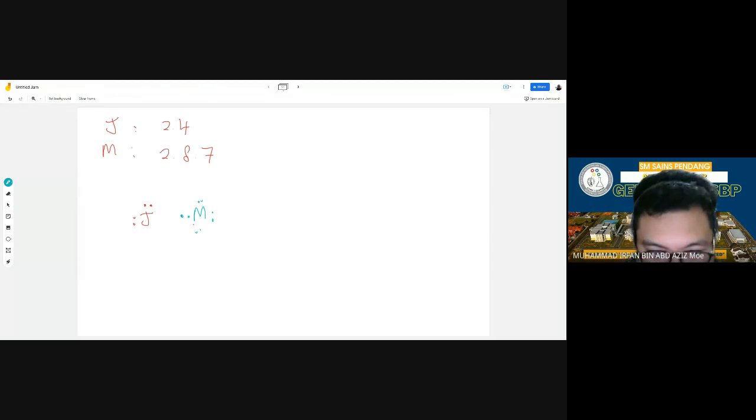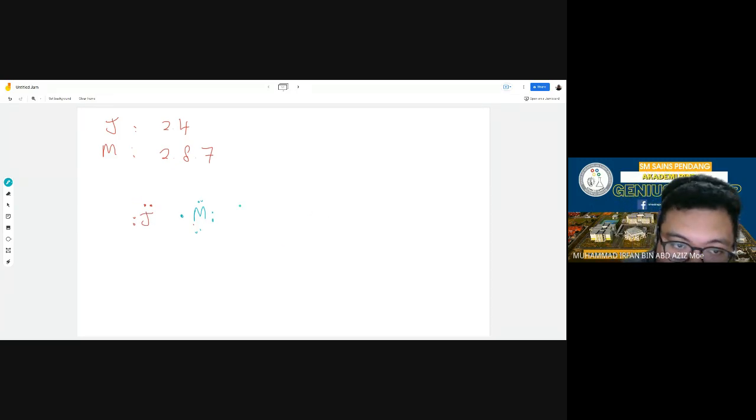So macam mana dia nak dapat to share that electrons is, okay, this is real life, kita panggil sebagai carbon tetrachloride lah. Okay, dia punya ni, CCl4. So how do they share the electrons?